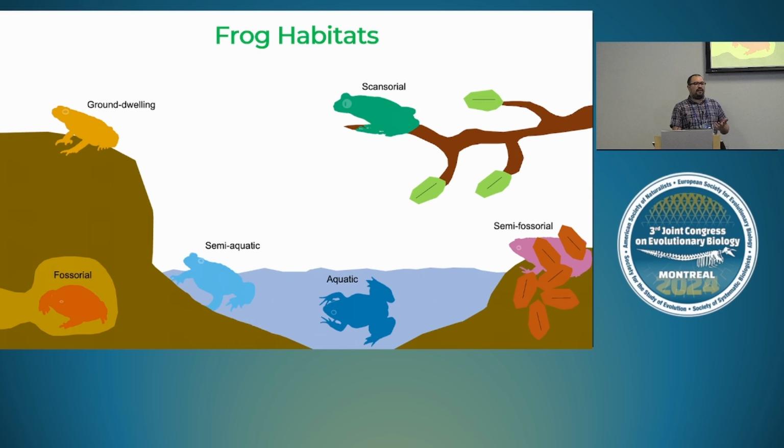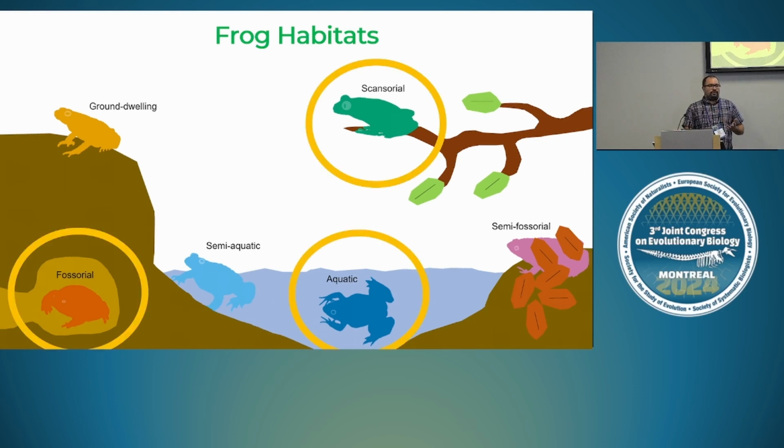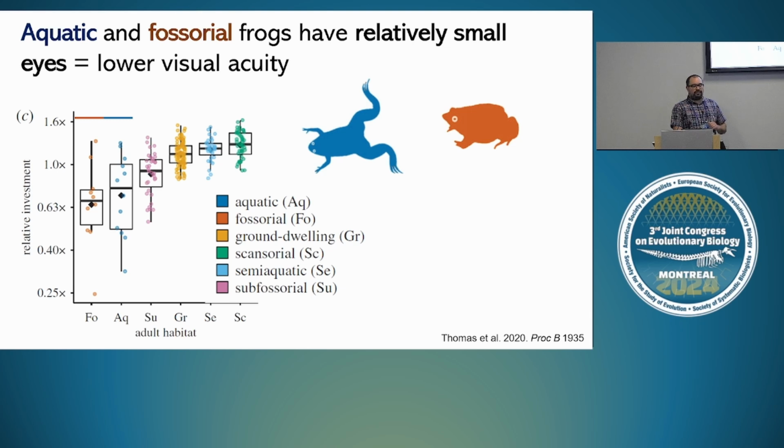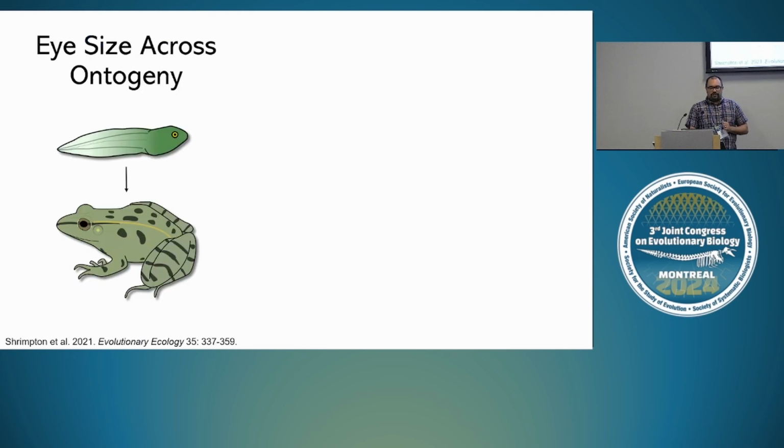But how does habitat influence eye size? We're really going to focus on three of the groups here today: scansorial or tree-climbing frogs, the aquatic frogs, and the fossorial frogs, which spend most of their life cycle underground in a subterranean environment. Some of the things that popped out from these results is that scansorial frogs have relatively large eyes. Remember, this is likely to provide higher visual acuity, whereas the opposite was true for the aquatic and fossorial frogs. They have relatively small eyes, and this should provide lower visual acuity. But what about looking across ontogeny?